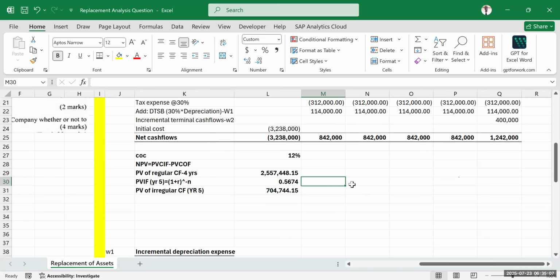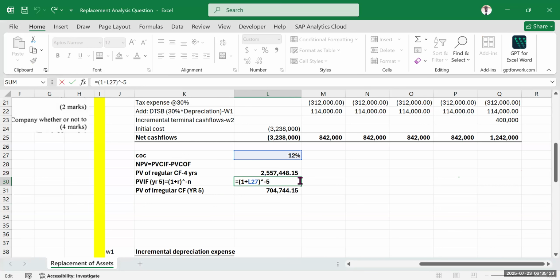Now, if we have all those present values, why don't we follow this formula of NPV and get our total present value of cash inflows? Current PV is 1 plus R raised to negative n, and that's what I've done to get our discounting factor.